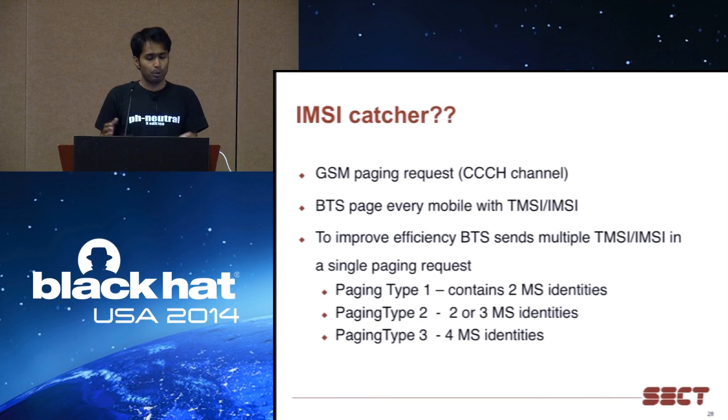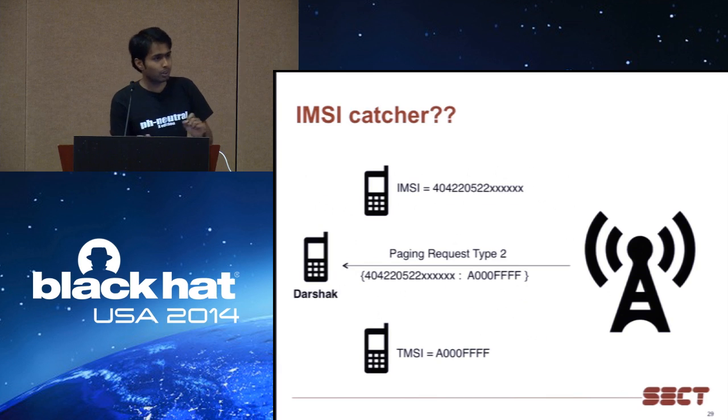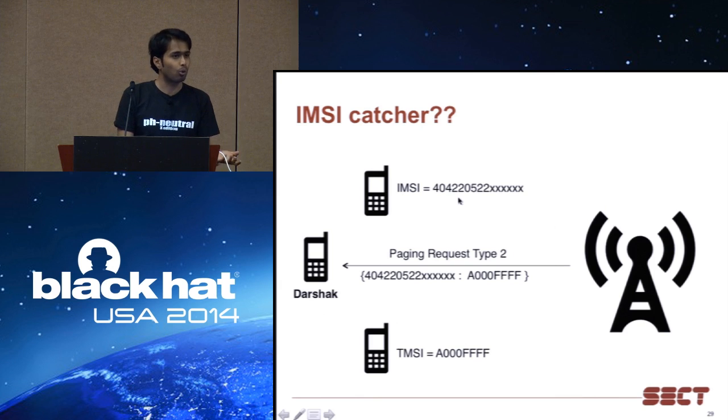So there are paging type 1, paging type 2, paging type 3, different paging types, which can contain 2, 3, or 4 mobile identities. To give a brief example, these are 2 mobile phones. One mobile phone has an IMSI number, this one, and this guy is turning his phone on right now, for example. This is the other mobile phone, which has a TMSI, this one, and both parties are getting a call right now.